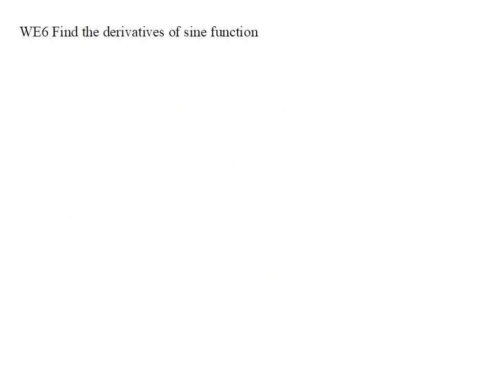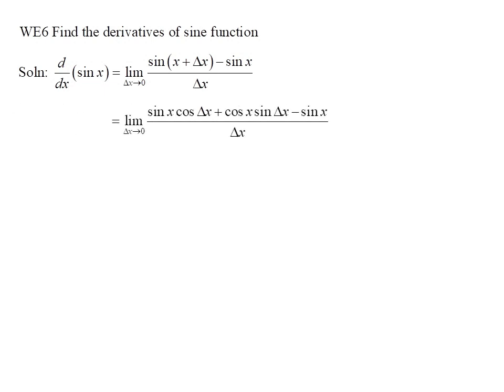Example 6 is to find the derivative of sine function. Here we still use the first principle to find its derivative function. Accordingly, the derivative function of sine equals the limit of sine x plus delta x minus sine x all over delta x as delta x approaches 0. According to the sine addition formula, sine x plus delta x is expanded to sine x cosine delta x plus cosine x sine delta x.